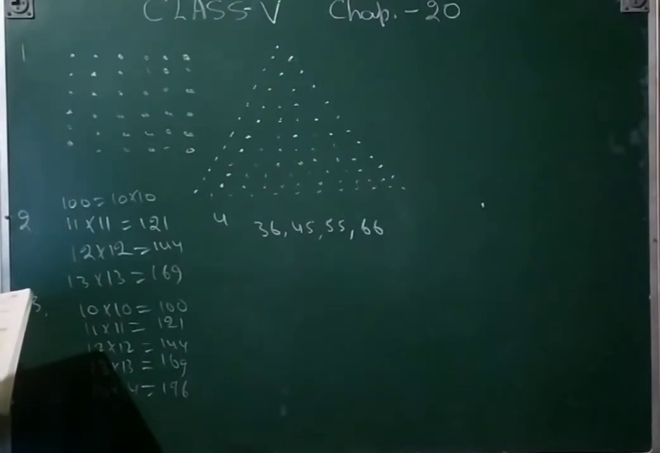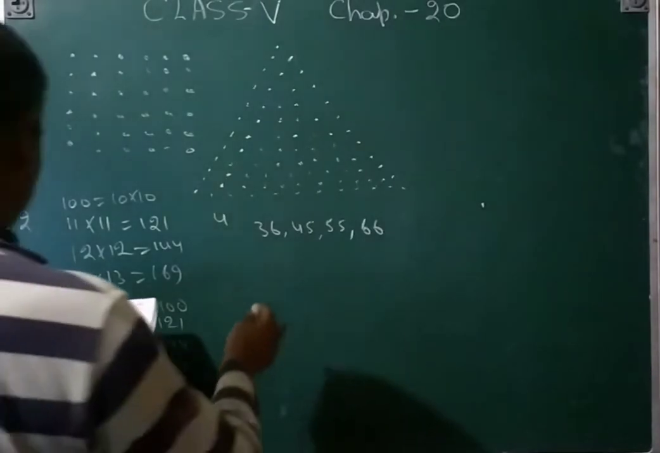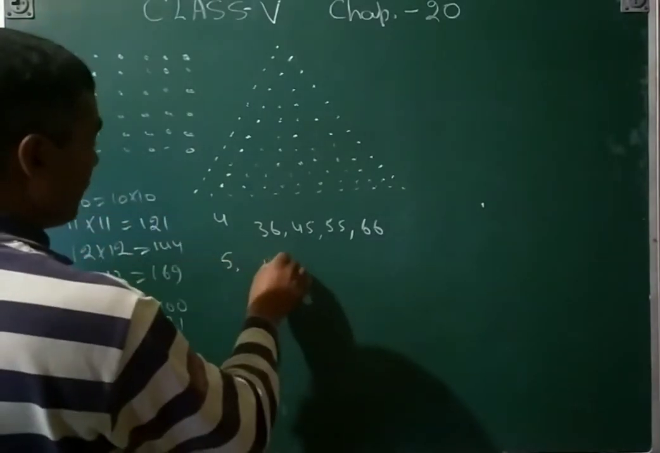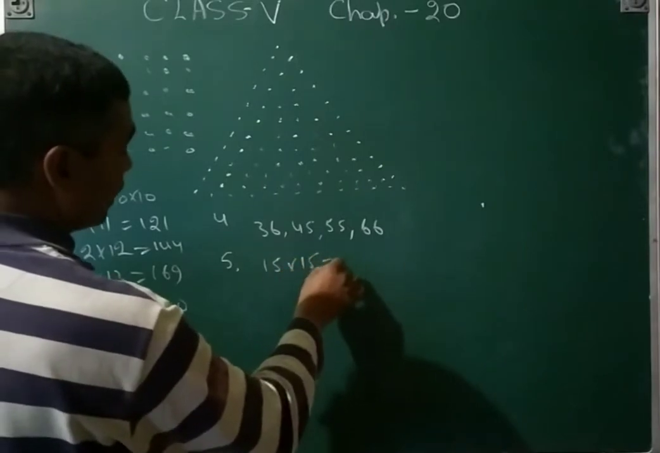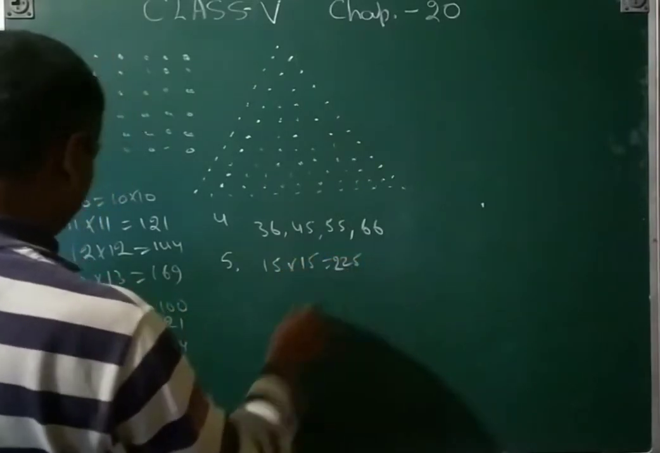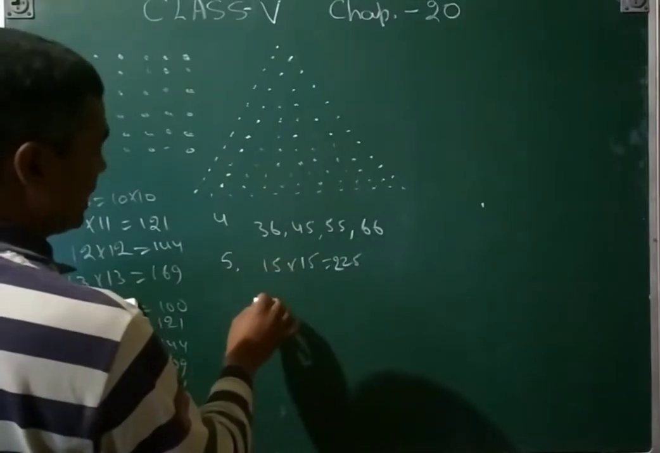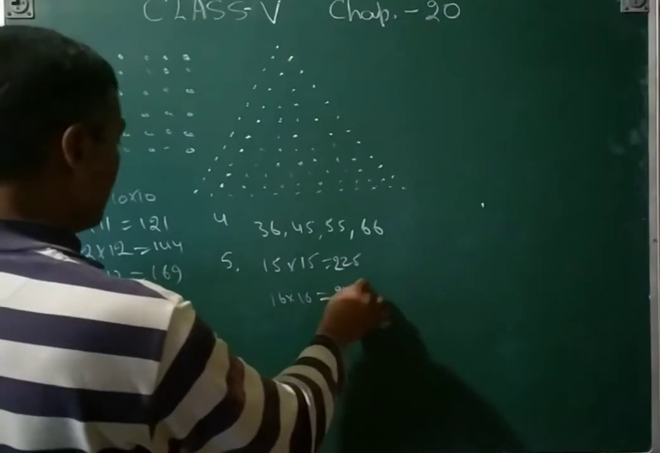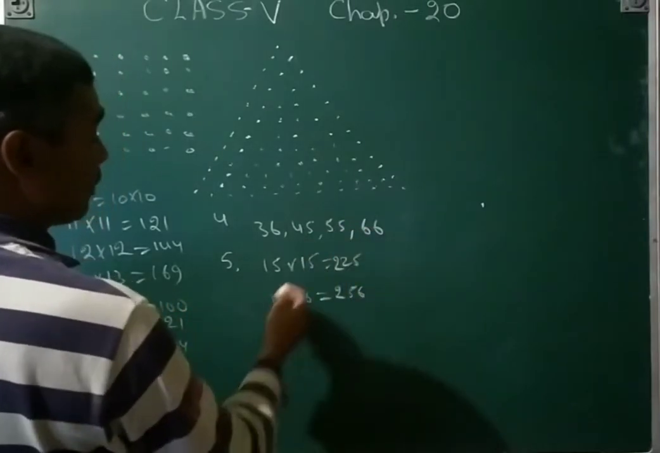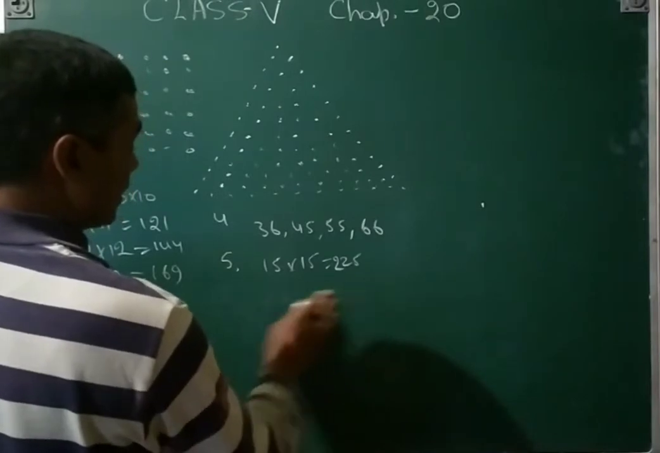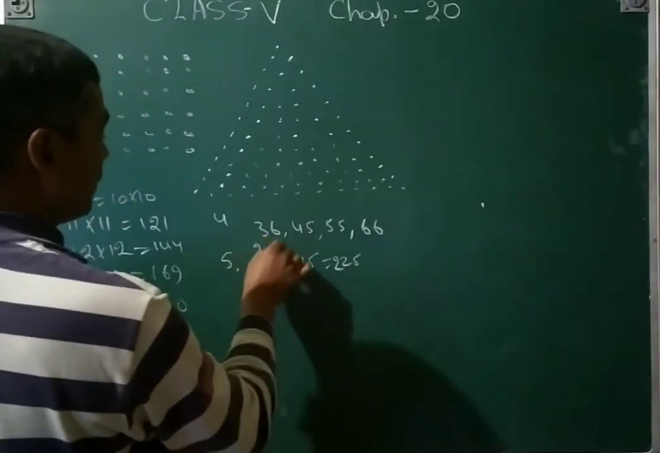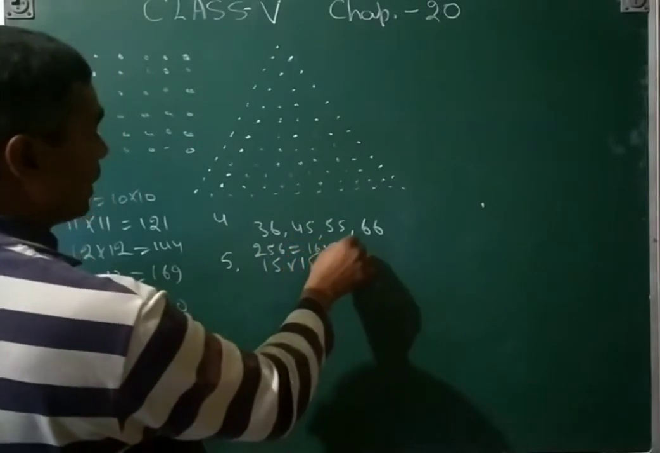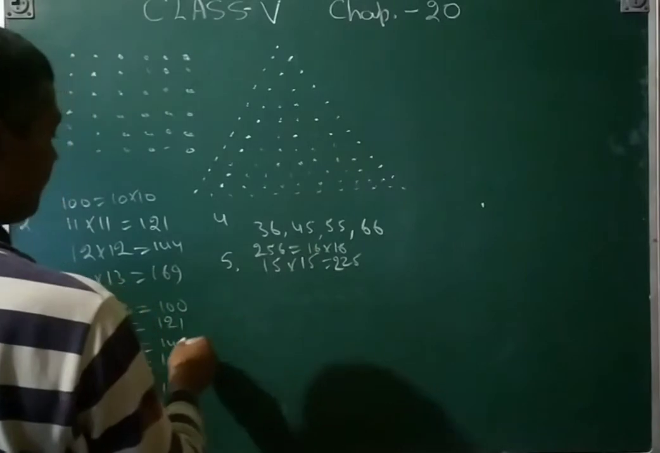Fifth question. Find the square number just before 256. Just before 256. 15 times 15 is 225. So that number is 256, and we can see 16 into 16 is 256. So we need the number just before that one, and that will be the right answer. 256 is equal to 16 into 16, so the number just before is 15.